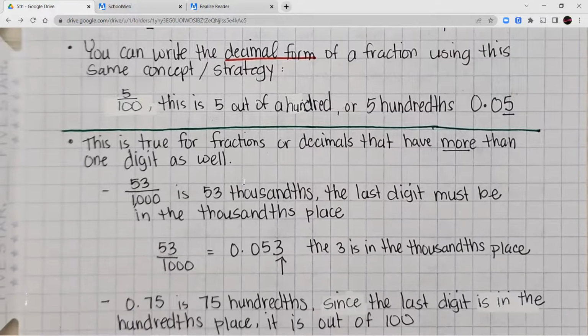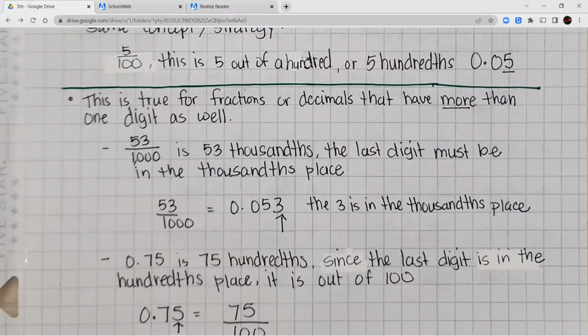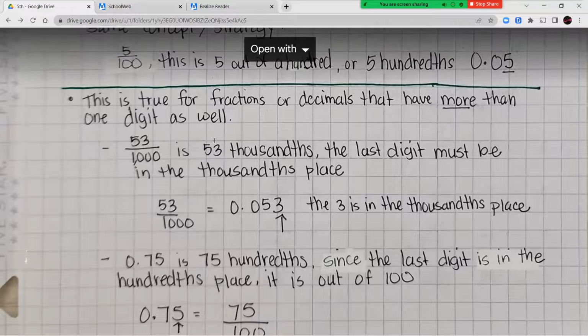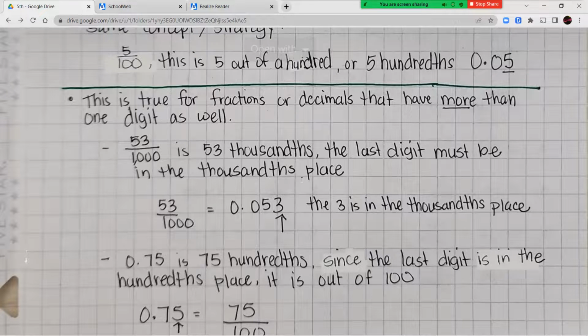Now this is true for fractions or decimals that have more than one digit as well. So if I have 53 out of 1,000, this is 53 thousandths. The last digit must be in the thousandths place. So 53 out of 1,000 is 0.053 or 53 thousandths. Now remember, you're reading based on that last digit.